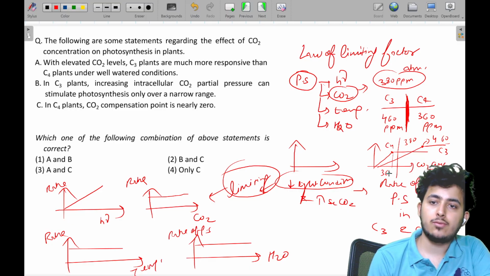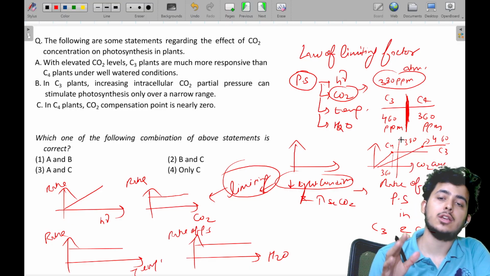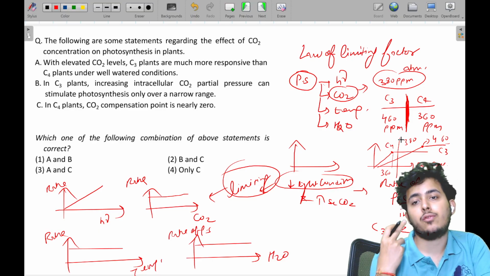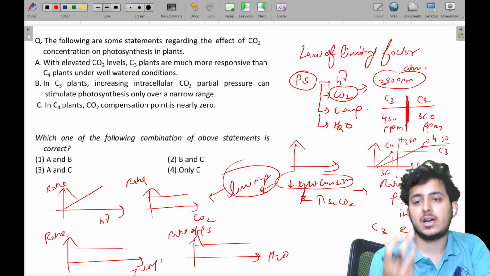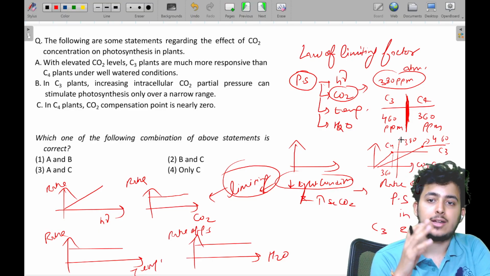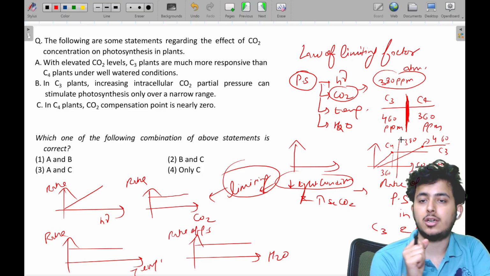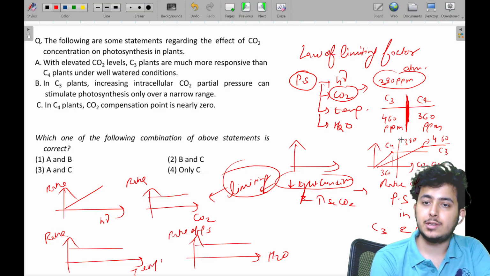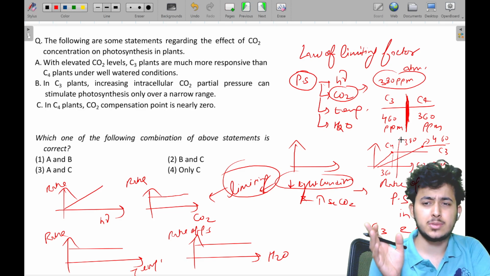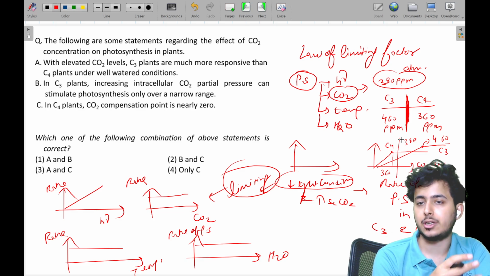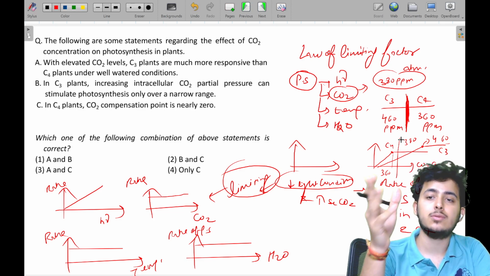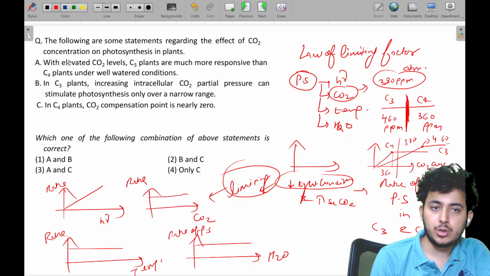So what you understand from this is that C3 plants are performing at less than their maximum potential, because their saturation level for carbon dioxide is much higher, that is 460 ppm. But C4 plants saturate at 360 and the atmosphere has 380, so they are already in abundance with CO2. Now you read the question.